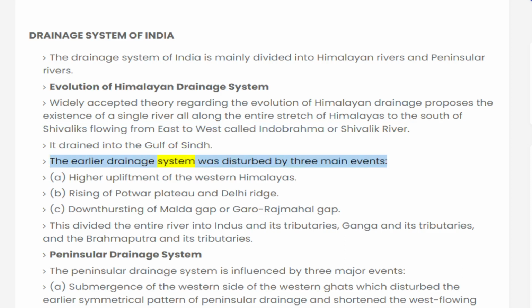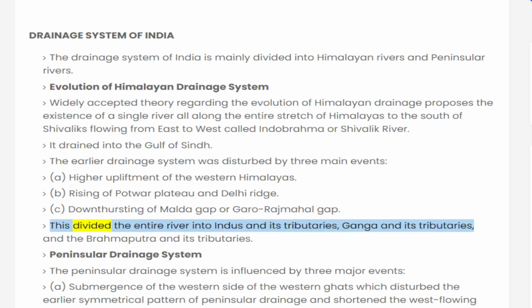The earlier drainage system was disturbed by three main events. A. Higher upliftment of the western Himalayas. B. Rising of Potwar Plateau and Delhi Ridge. C. Downthrusting of Malda Gap or Garo-Rajmahal Gap. This divided the entire river into the Indus and its tributaries, the Ganga and its tributaries, and the Brahmaputra and its tributaries.